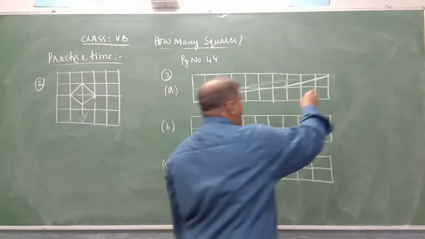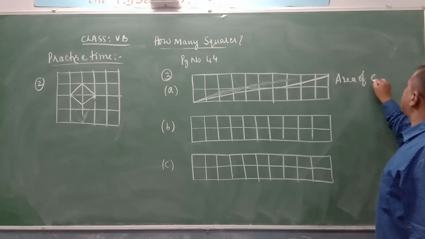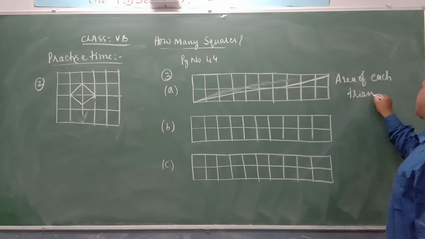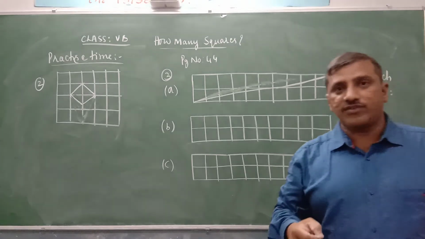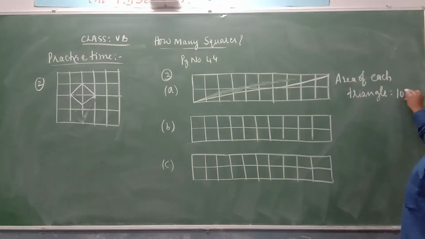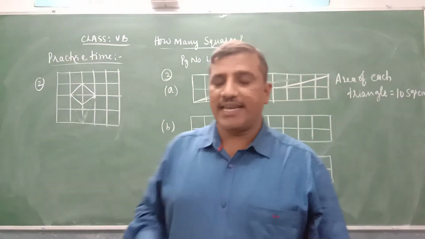Now, what is the area of each equal triangle? Area of each triangle. Each triangle is how much? Half of 20 square centimeters. That is 10 square centimeters. Like this we'll draw and we'll find its area.